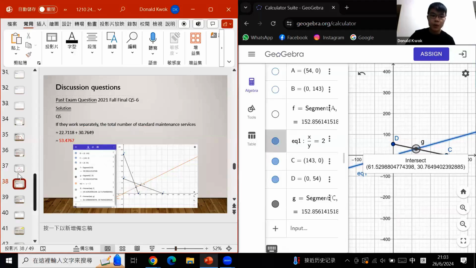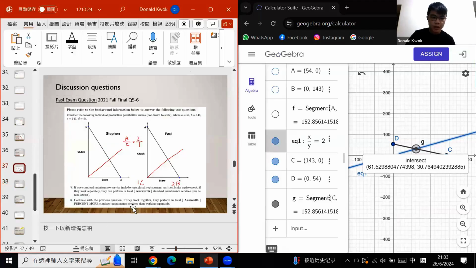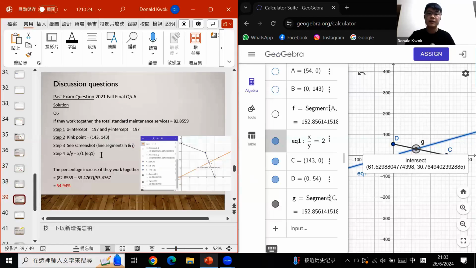Okay, so how about question 6? If they work together, they will perform how many percentage more standard maintenance services than working separately? In other words, we are trying to perform the 4 steps that I've just identified earlier, about finding the intersection between the joint PBC and the desired ratio. So we will start with step 1, to find the x-intercept and the y-intercept of the joint PBC.